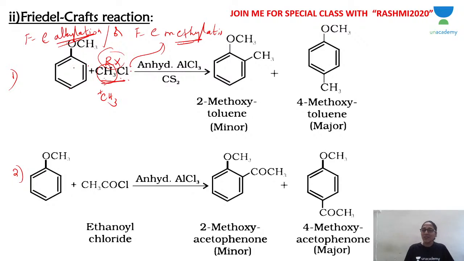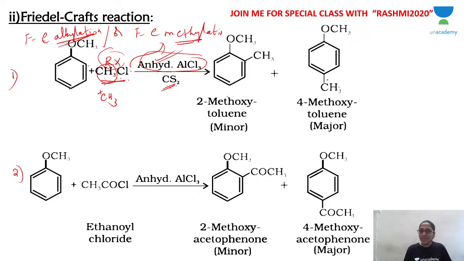Since it is a Friedel-Crafts reaction, the reaction requires a Friedel-Crafts catalyst, anhydrous AlCl3. Reaction takes place in an inert solvent, carbon disulfide. So when anisole is treated with methyl chloride in the presence of Friedel-Crafts catalyst, anhydrous AlCl3 in solvent CS2, you get a mixture of two products, ortho substituted product and para substituted product. So CH3 substituted to ortho, and CH3 substituted to para.